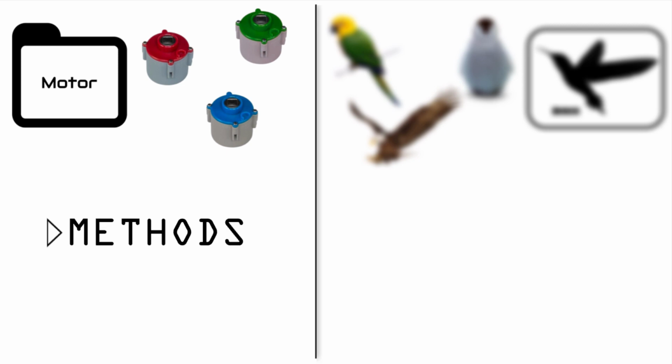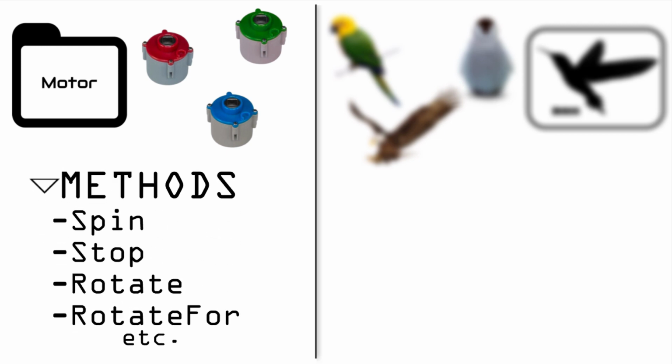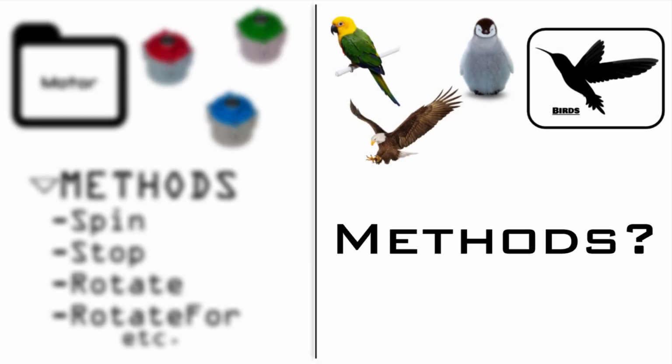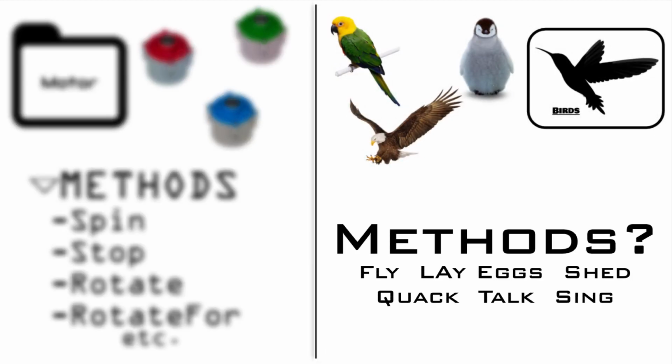Methods can be thought of as actions that are available to the object. For the motor, this would mean spin, stop, or rotate. Do birds have methods? Well, yeah, birds can fly and emit noises like quacking, and some even talking and singing. Or attacking if you get on their bad side.